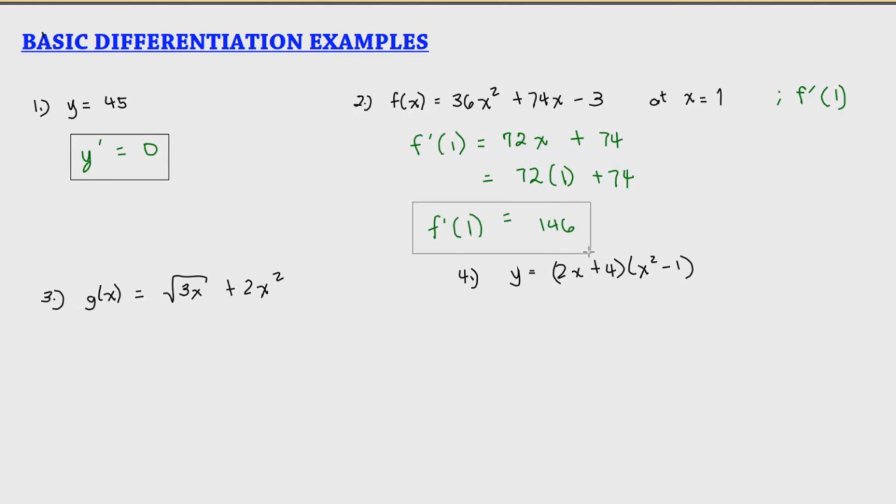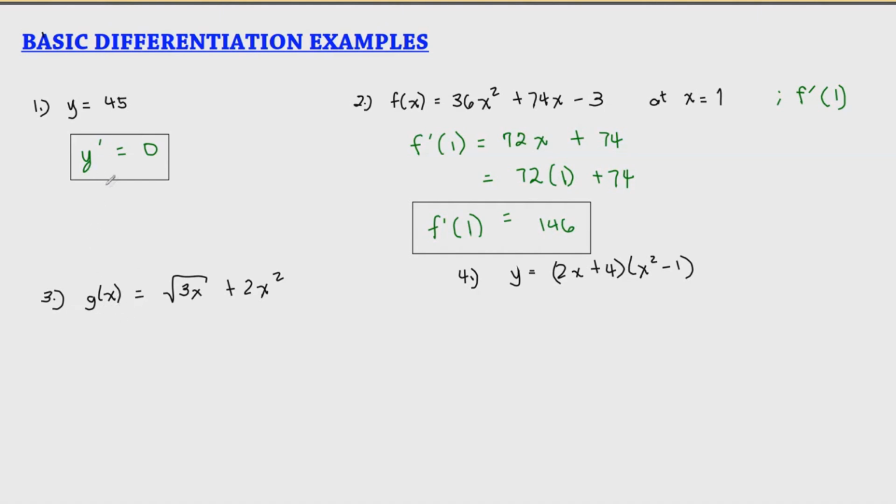So as you can see here, the answer here is a real value number, simply because we have given the value of x. So if there's no such thing as at x equals 1 here, you'll only be finding f prime of x, that is equal to 72x plus 74. Now for the next number, we don't have any value for x, so let's just find the derivative.